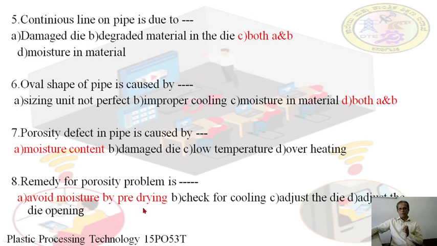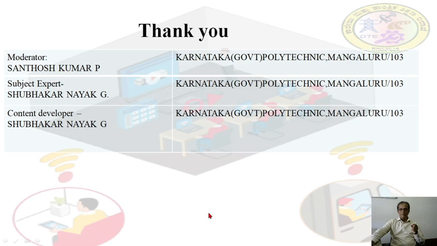Remedy for the porosity problem is to avoid moisture by pre-drying. We have just come across why the porosity problem arises. This is due to the moisture present in the raw material. So what you have to do? The remedy is to avoid moisture by pre-drying the material.